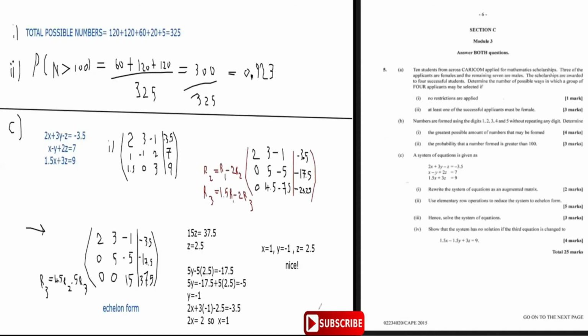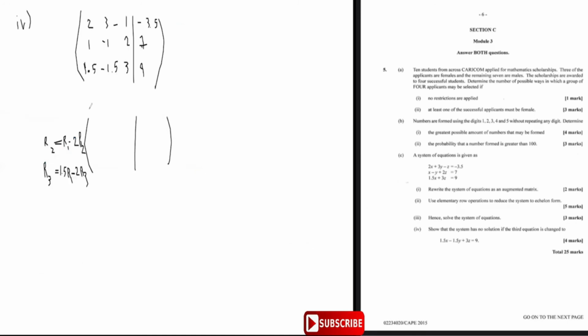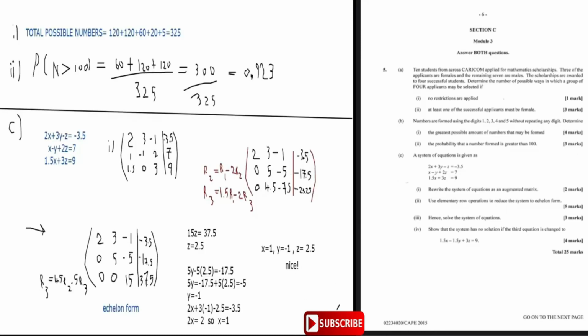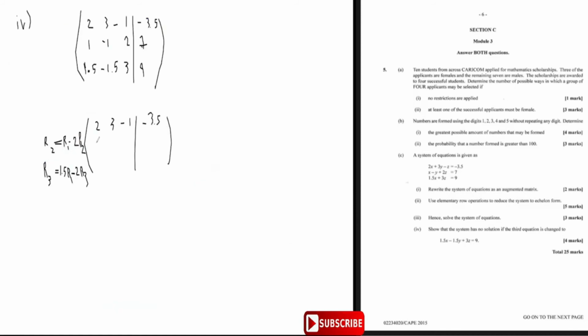row one, put back row one again, which we know was 2, 3, minus 1, minus 3.5. Then remember what we got for row two. Row two would have been 0, 5, minus 5, minus 17.5.